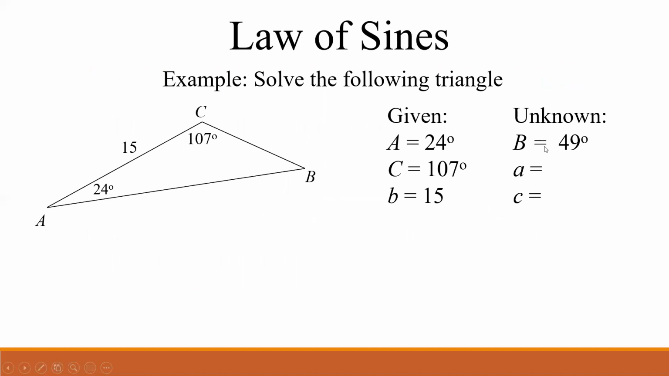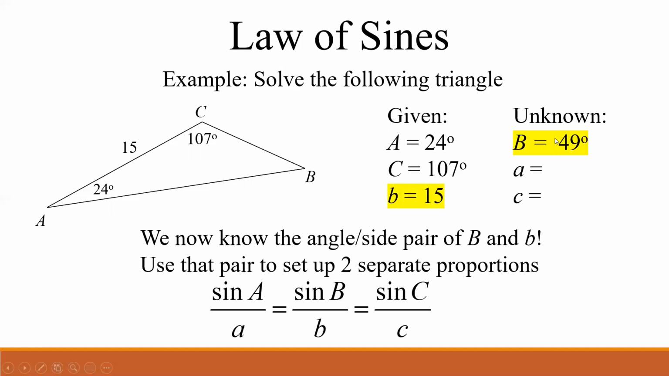Once you have that, that's easy enough. But now at this point, guys, take a look and see what pair do you know everything about? If you look, I've got side B and I have angle B. So that's the pair that I'm going to use to set up my proportions. The way the law of sines is written, that's going to be my middle fraction. But again, I'm going to break this up into two pieces.